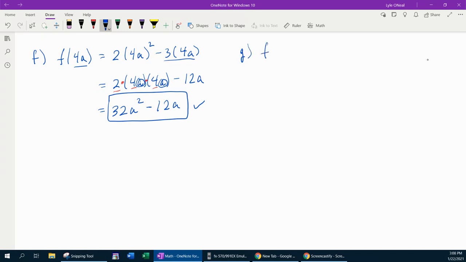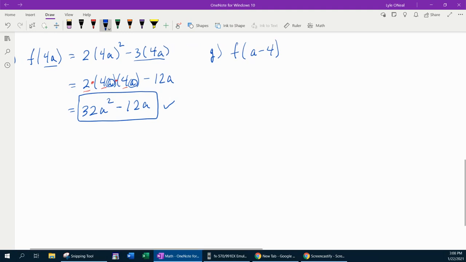I'm going to make this up because this one's going to be super exciting. This time I want to calculate f of a minus 4. And so this time, if you notice, we're going to substitute a binomial. A minus 4, that has 2 terms. And we're going to replace every x with a minus 4. So that'll be 2 times a minus 4 squared minus 3 times a minus 4. And this one is going to be super exciting.